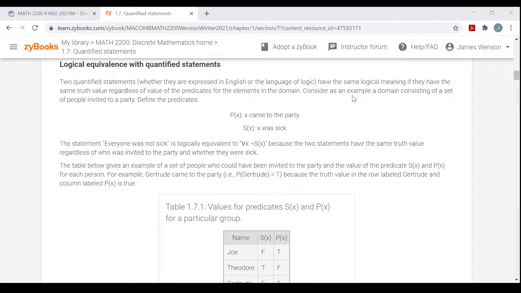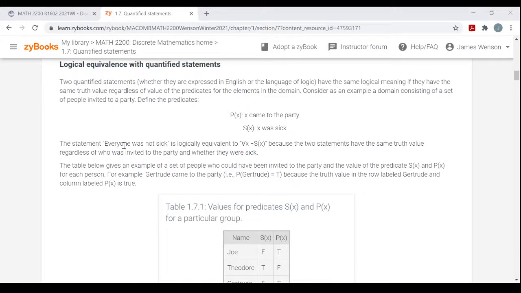So here, consider an example: a domain consisting of the set of people invited to a party. The variables can represent people who were invited to a party. And we define the predicates. The predicate P of X is the statement person X came to the party, and the predicate S of X was, person X was sick.